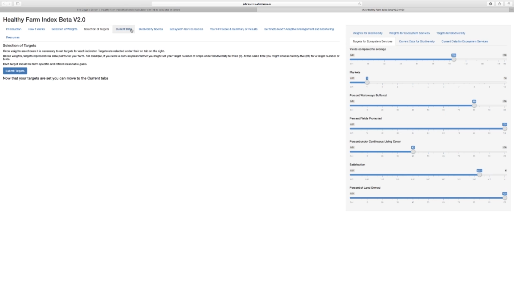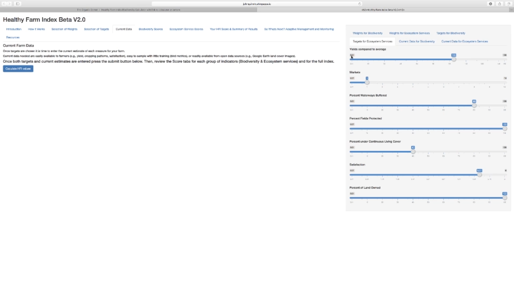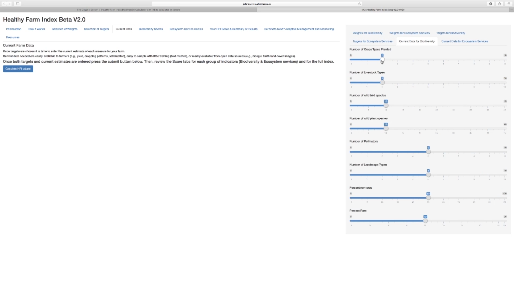And the last thing we do is we enter the current data for your farm. So we'll say you plant 3 crops, you have 1 species of livestock, 10 birds, 15 plants, and this is the first time you have to take real data from your farm and go back and submit that. Here, number of pollinators, landscape types, percent non-crop, and percent rare.